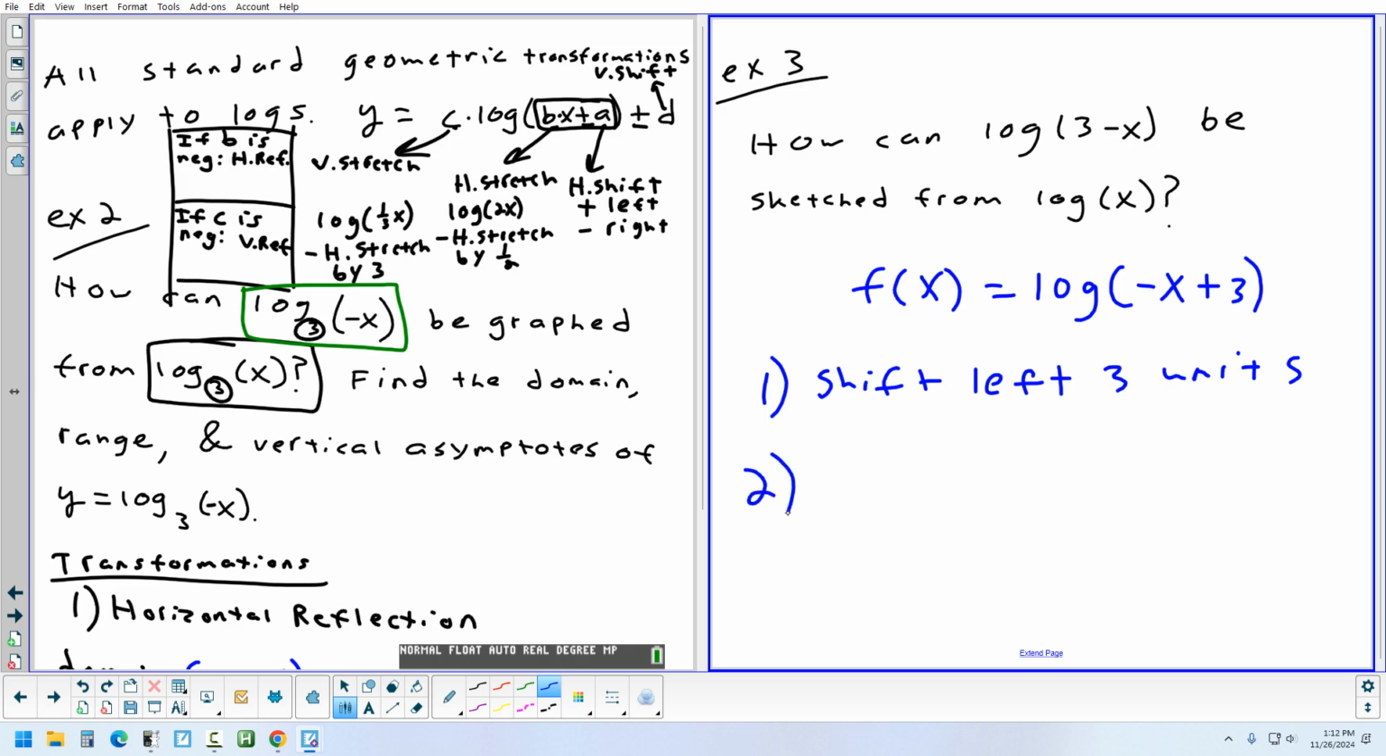And what about the negative in front of the x? It's a horizontal reflection. So a normal log function will curve to the right. If you reflect it horizontally, it's going to curve to the left. It was just another transformation one to practice. Any question on that one? No. Okay.